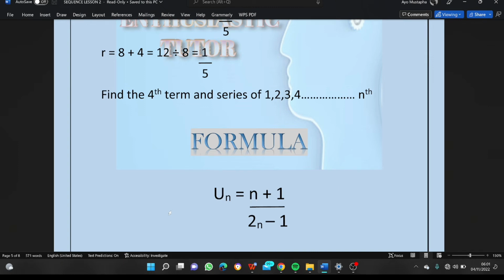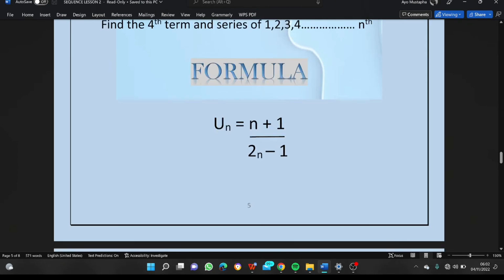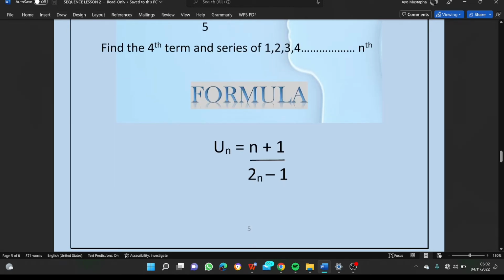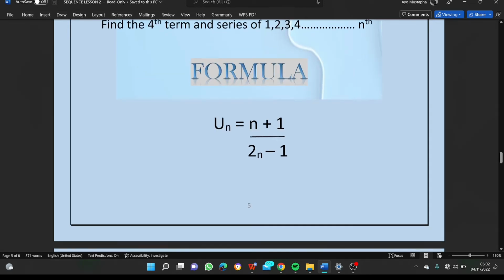So now this is another question, and this question is a bit different from the ones we've been attempting. So now we have: find the fourth term and series of the sequence. So this is the formula for finding the nth term. Now as you can see here, we're given a specific term to find, and we're also given series, two tasks in this question. So this is the formula we have to apply. We have Un equals n plus 1 all over 2n minus 1.